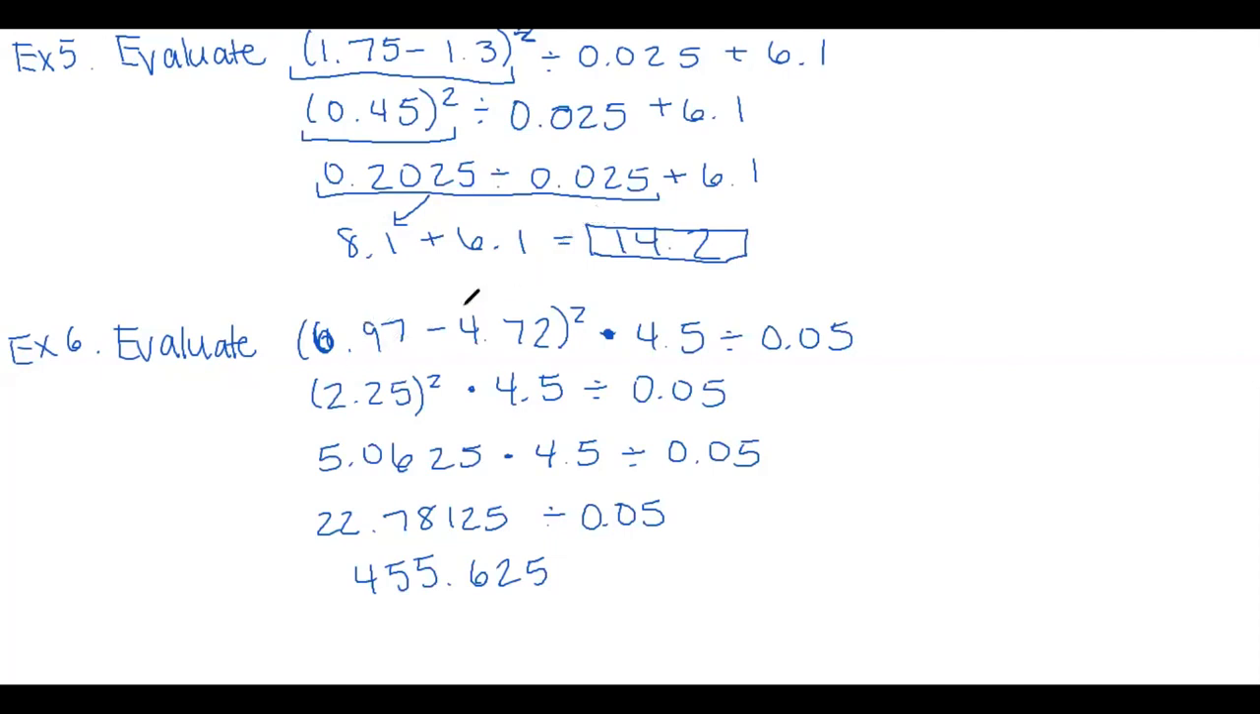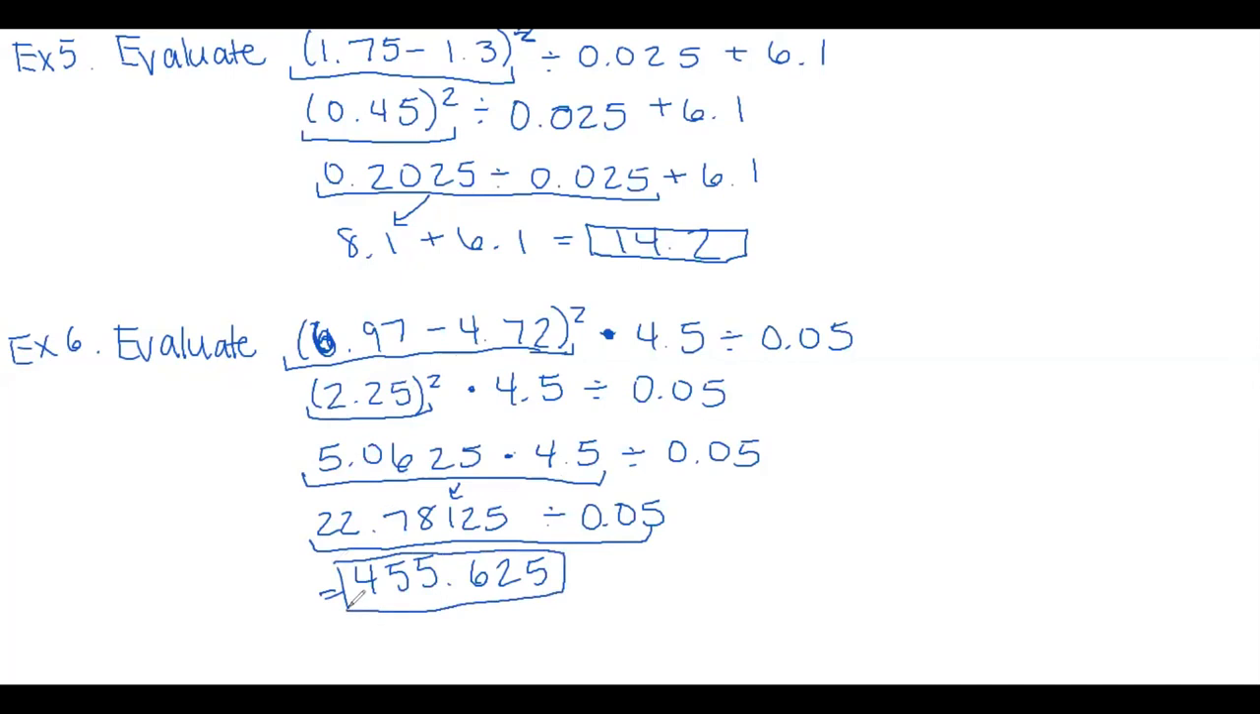For example 6, this is a 6, by the way. The same thing, we have to do the subtraction inside of the parentheses first, then we square it with our exponent. Then we have multiplication and division. So we multiply to get this number, then we do division to get our final answer. Okay. So once again, using that calculator is going to come in handy, especially for problems like this.